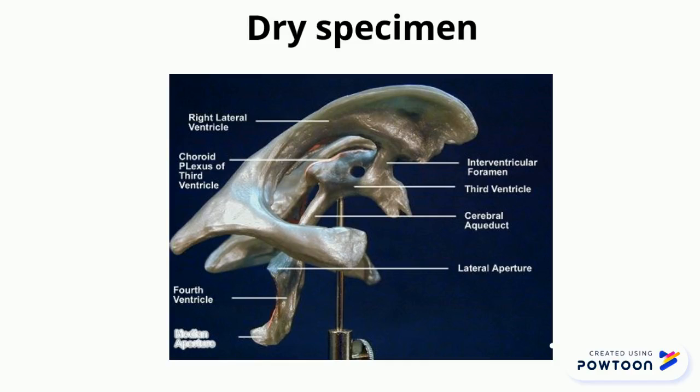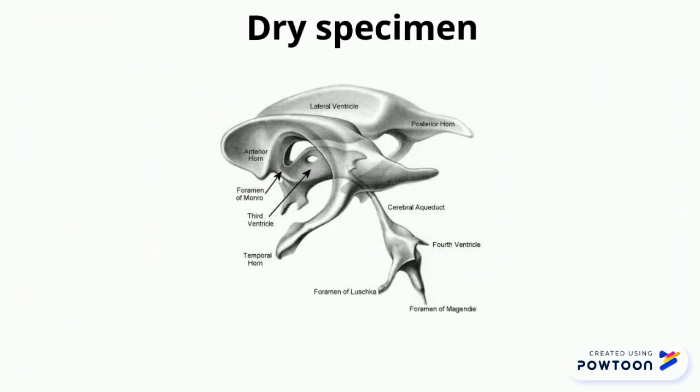There are the 2 C-shaped lateral ventricles, one in each cerebral hemisphere. The 2 lateral ventricles are separated by the septum pellucidum, a thin sheet of nervous tissue covered on either side by ependymal cells. Note the anterior horn of the lateral ventricle at the front, the temporal or inferior horn on the side, and the posterior horn at the back.